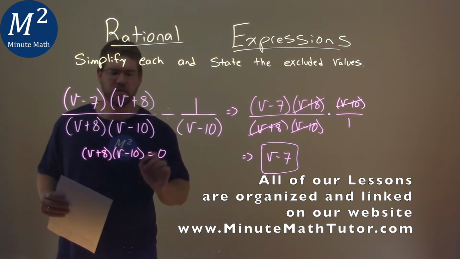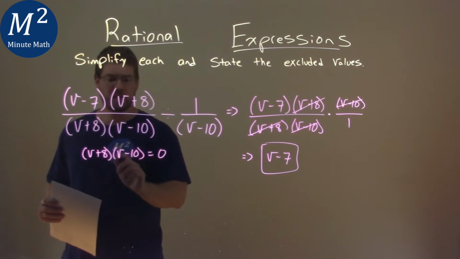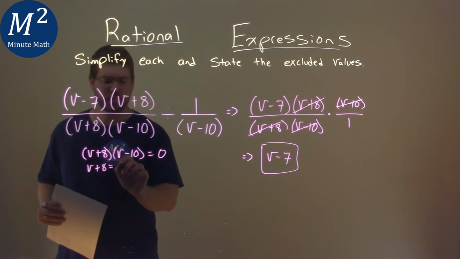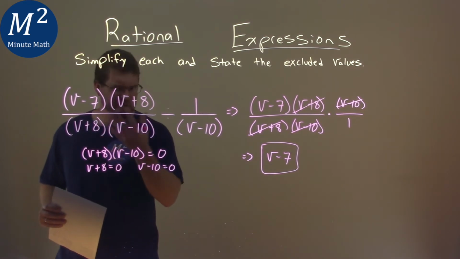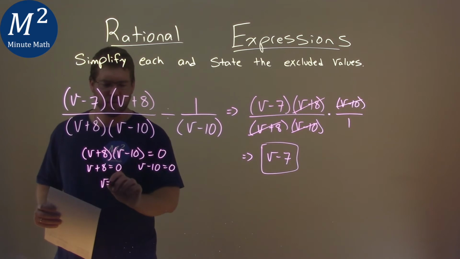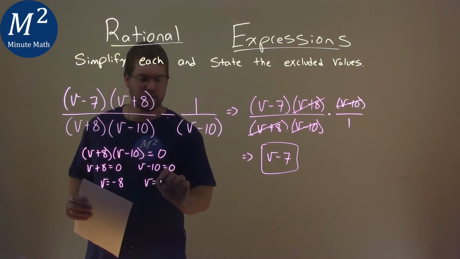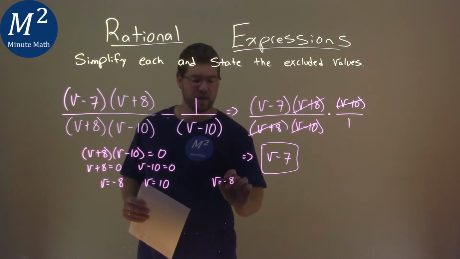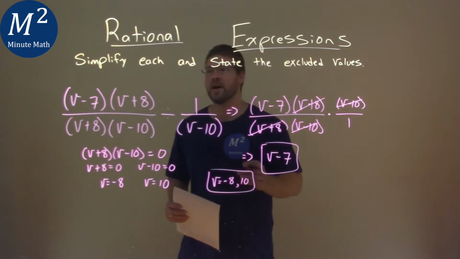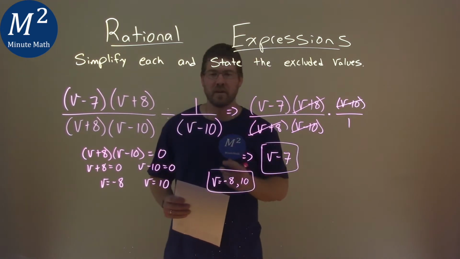We set it equal to 0, and then we have to solve. We can set both parts individually equal to 0 and then solve. Subtract an 8 from both sides, and we have negative 8. Add a 10 to both sides, and v equals a positive 10. And so our two excluded values are negative 8 and a positive 10. And again, our simplified expression is just v minus 7, and that is our final answer.